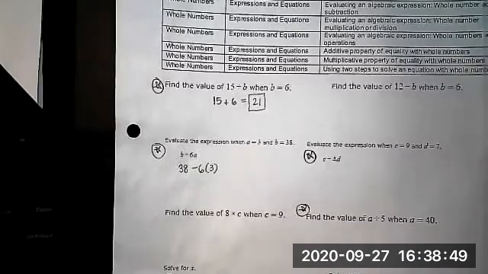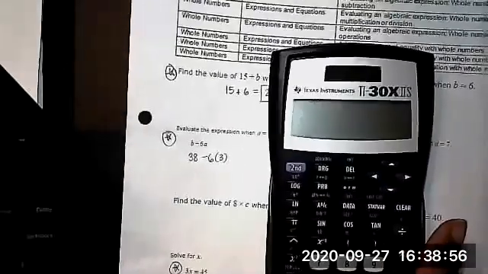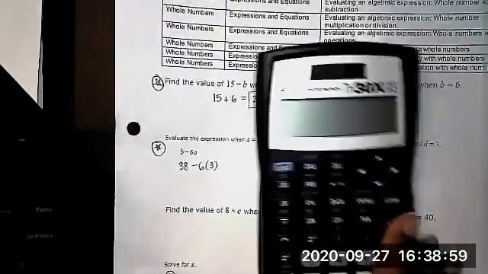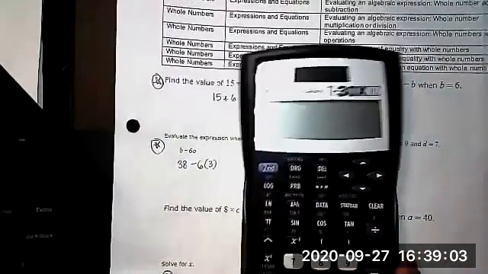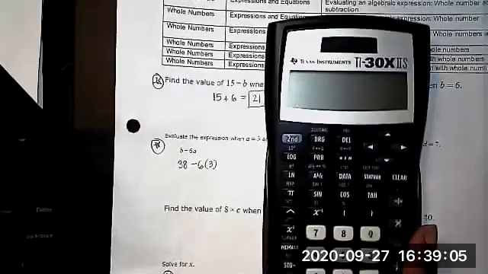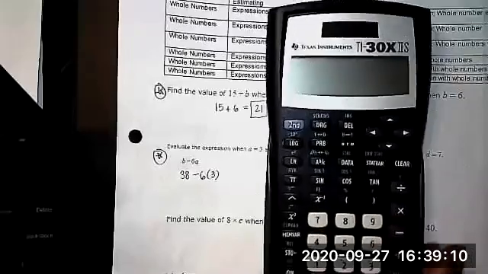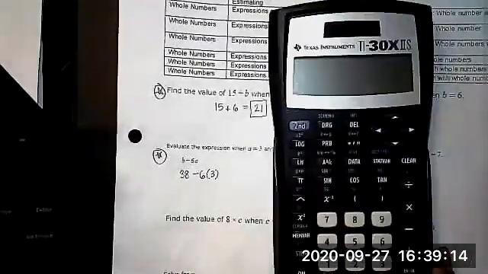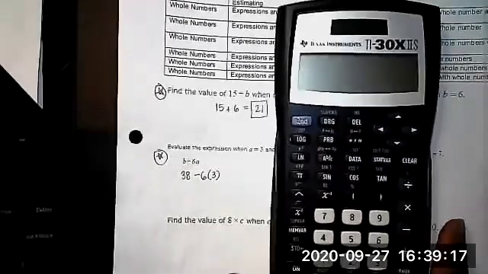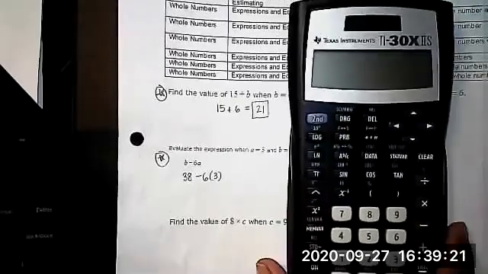Now, I did want to talk to you about the calculator for this course. This is the approved calculator for this course. It is a TI-30X IIS. This calculator is super worth the $12 that you spend for it. I got it from Walmart. I'm sure you can get it from Target. This is a great calculator, and it's approved for the course. You can use it on the test. You can use it all the way up to pre-calculus. So it is very well worth the $12 that you spend on it. You will get your money's worth.